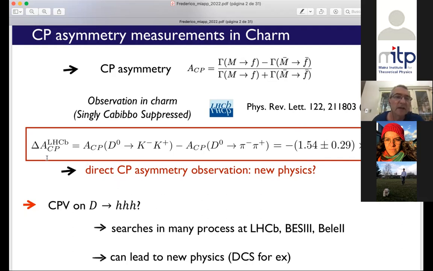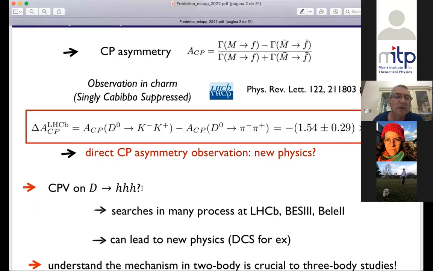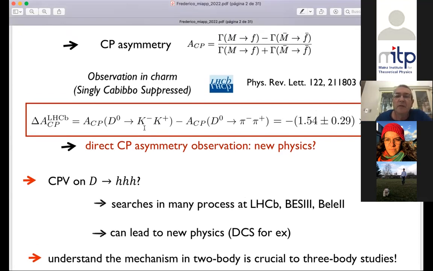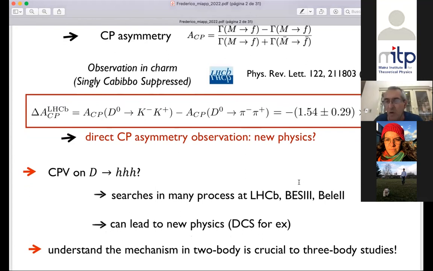Understanding this asymmetry is also important to go beyond that and to look at three-body decays. And there will be searches in many processes at LHCb, BES, and Belle, and eventually can lead to new physics, like processes that are doubly Cabibbo suppressed. So it's fundamental to understand if we can still understand this quantity using standard model physics.